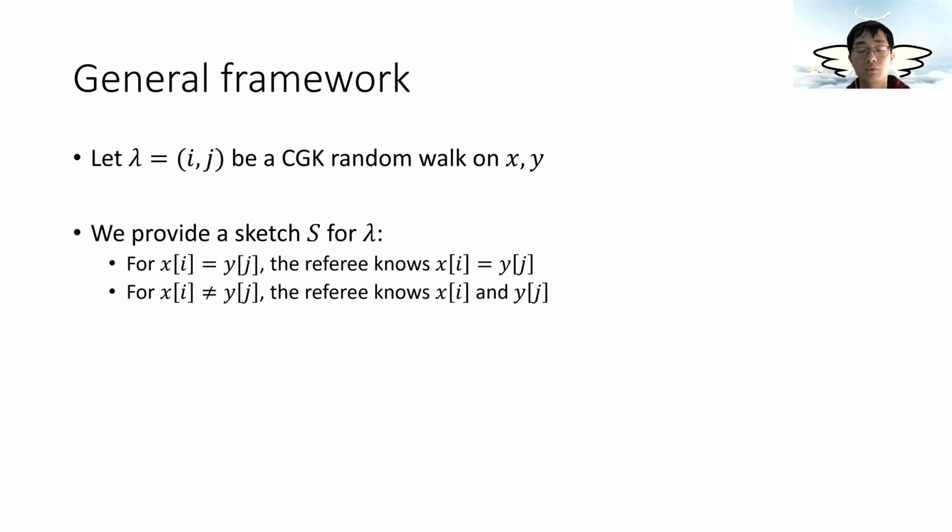Here is our general framework. Let lambda be our CGK random walk on x and y. We will provide a sketch S for lambda. If x_i equals y_j, then the referee knows x_i equals y_j. And if x_i disagrees with y_j, the referee will know their real values.